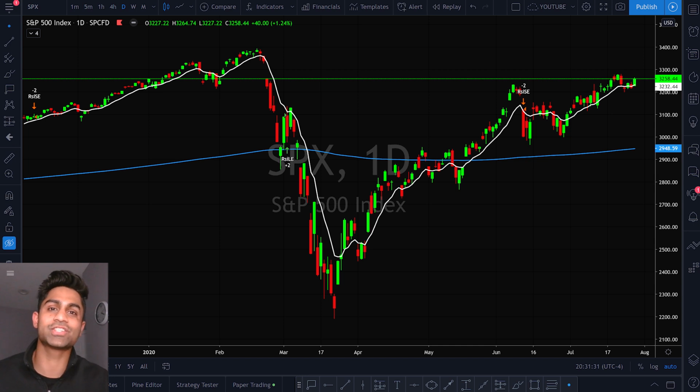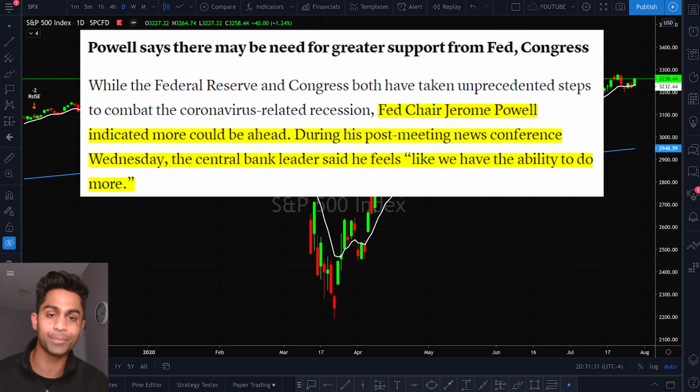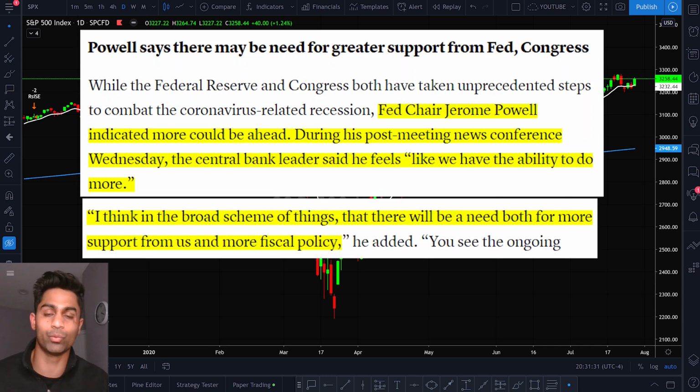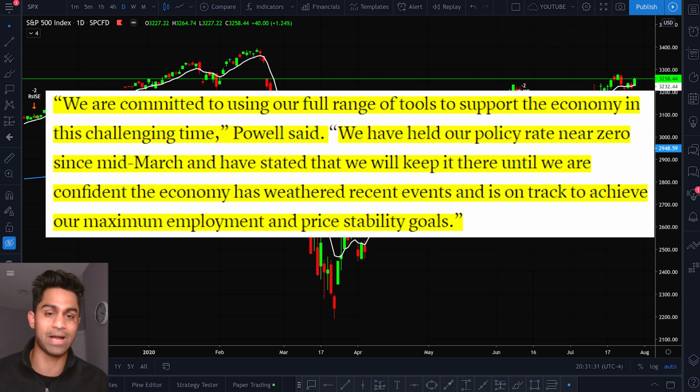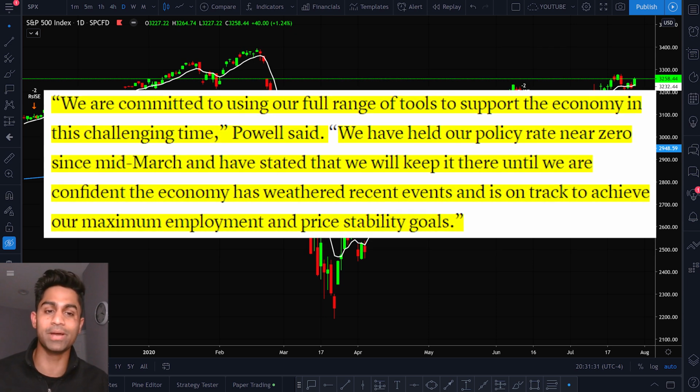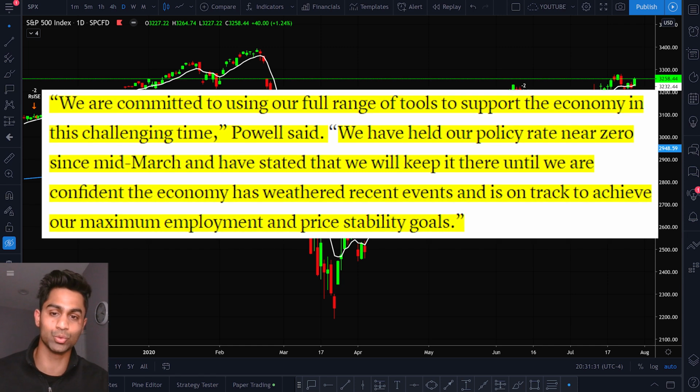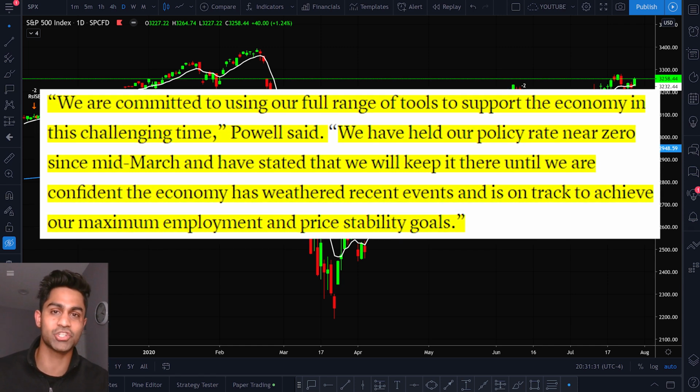So next, Jerome Powell said something very critical for the markets, and he essentially said that we have the ability to do more. In the broad scheme of things, there will be more support needed from us and more fiscal policy. And last but not least, the biggest catalyst driving the markets today is when Powell essentially said that we are committed to using our full range of tools to support the economy in this challenging time.